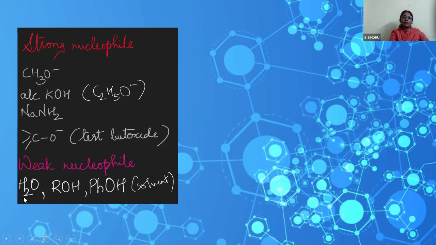All these are very strong nucleophiles, unlike water, alcohol, phenol, which act as solvent also and will be behaving as weak nucleophiles. There you don't need an extra reagent to produce a nucleophile. So for SN1 mechanisms, weak nucleophiles are enough, whereas for SN2 mechanisms, strong nucleophiles are required to attack because they attack at the same time.